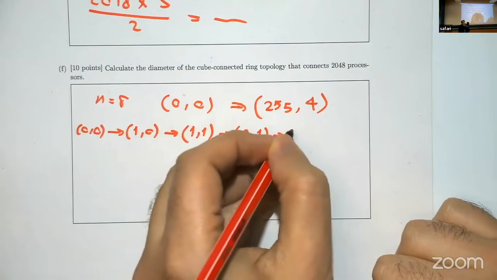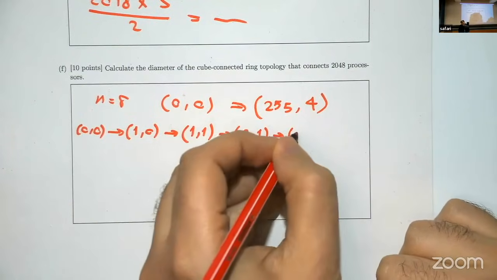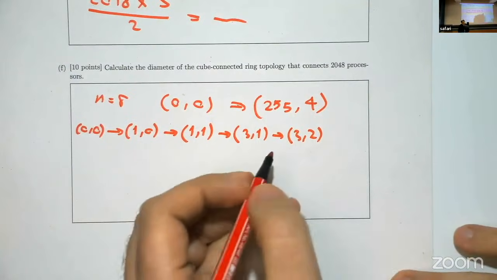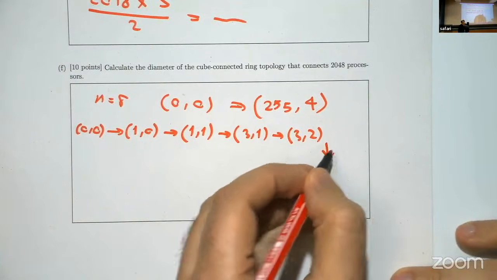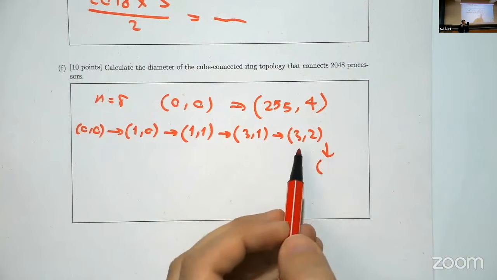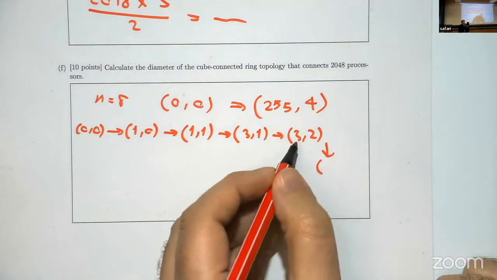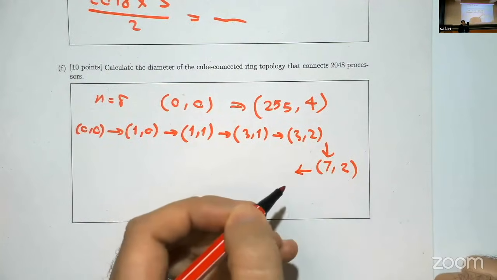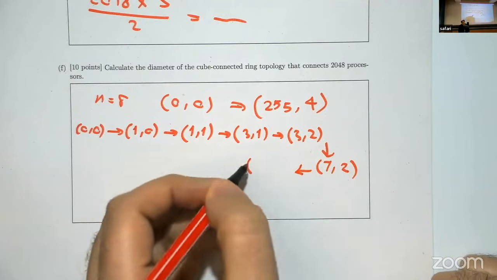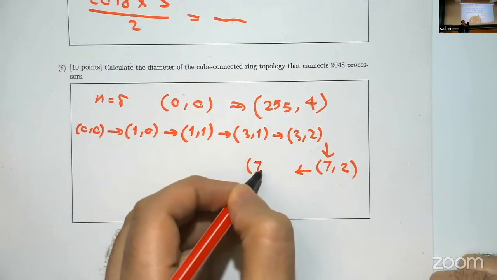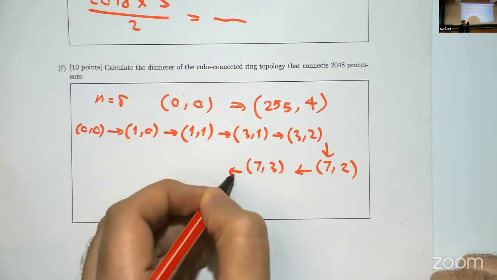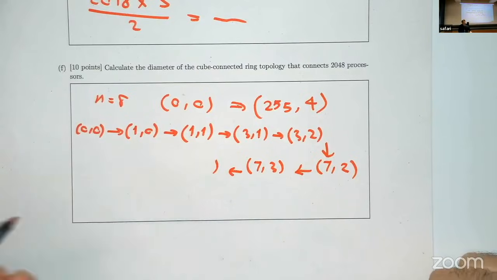Then we take one ring pass, which is 3, 2. Yes, exactly. And then from this node, we will go to hypercube link, which is going to be 7, 2. From this node, we're going to go for a hypercube pass. Sorry, ring pass, which is 7, 3. Then we take another pass in the hypercube.